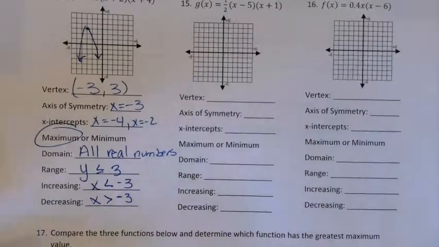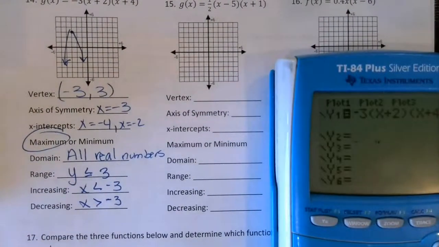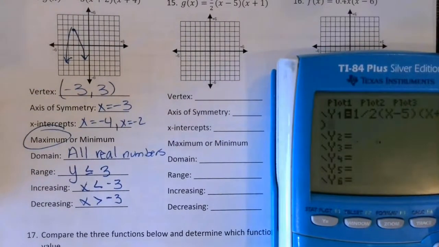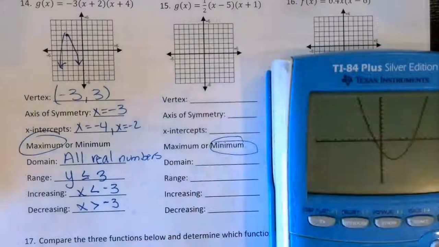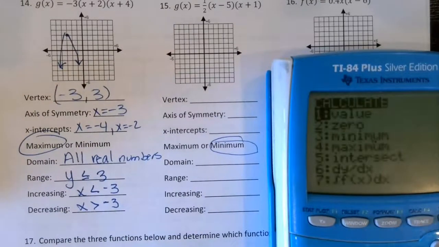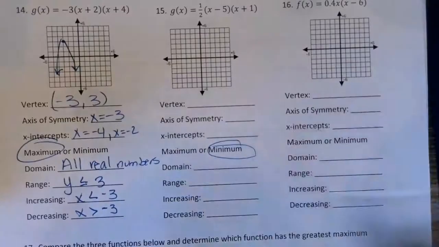Okay. Same thing with number 15. I'm going to go ahead and graph this. Go to y equals. Remember, to do fractions, I just do divide. X minus 5, X plus 1. I hit graph. This one is going to be a minimum. So I go second calc, go down to 3 for minimum, press enter on the left side, move it until it's on the right side, press enter twice. This one is 2, negative 4.5.